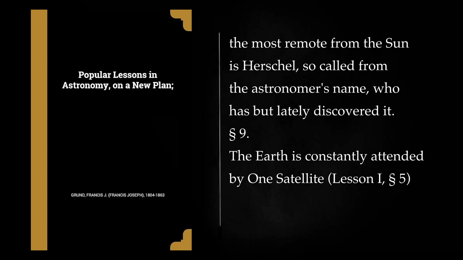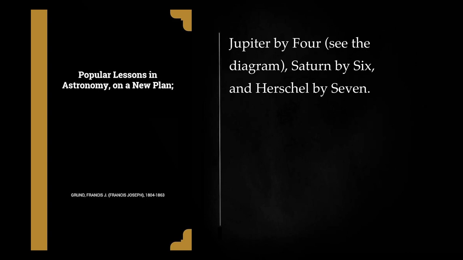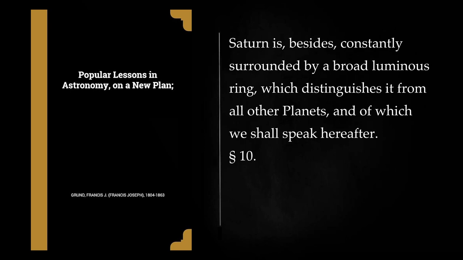Section 9. The Earth is constantly attended by one satellite, Lesson I, Section 5. Jupiter by 4, see the diagram, Saturn by 6, and Herschel by 7. Saturn is, besides, constantly surrounded by a broad luminous ring, which distinguishes it from all other planets, and of which we shall speak hereafter.